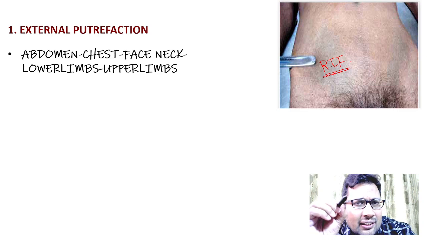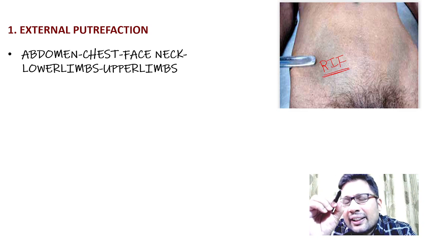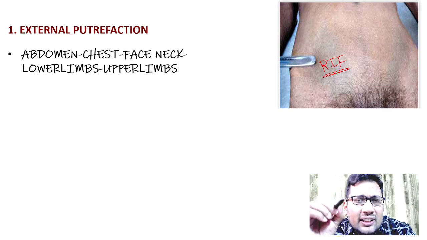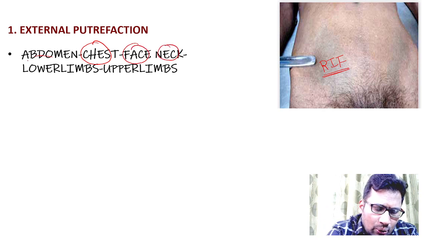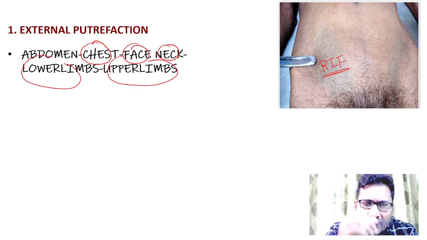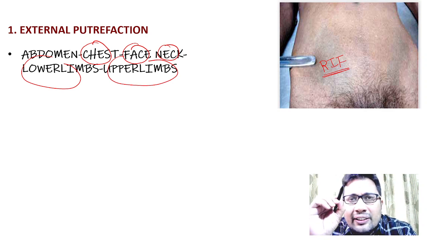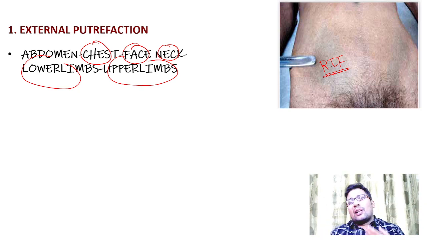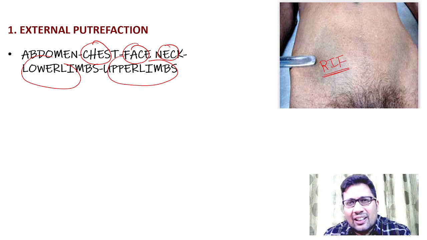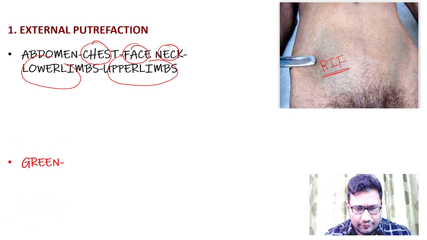So at the ileocecal junction, Clostridium welchii, the well-known gas gangrene forming bacteria, causes greenish discoloration. Then comes the chest, next the face, neck, lower limbs, upper limbs. It is the external putrefaction. So the first external sign will be greenish discoloration over the right iliac fossa. The first internal sign, your answer should be greenish discoloration under the surface of the liver.